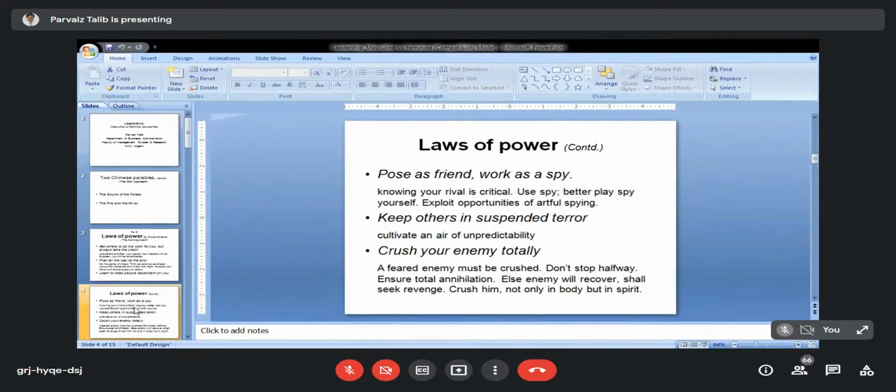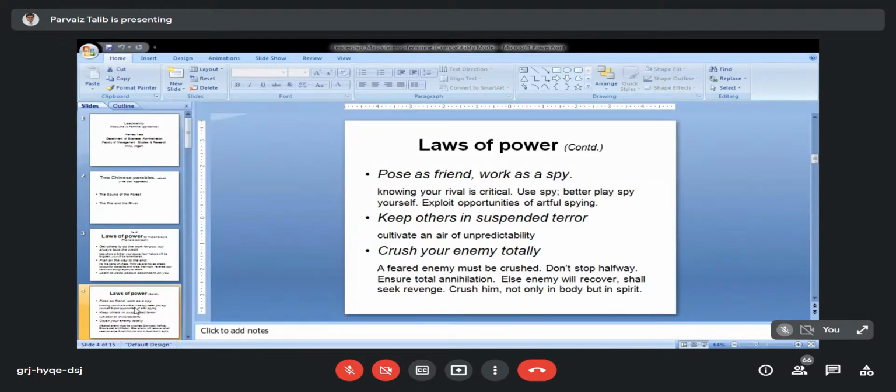Pose as friend, work as a spy. How to hold power? You have to pose like a friend, but actually you are gathering information, because information is power. We all have heard this phrase, information is power. So you should know what is happening, for example, if you are managing a university, who is doing what.